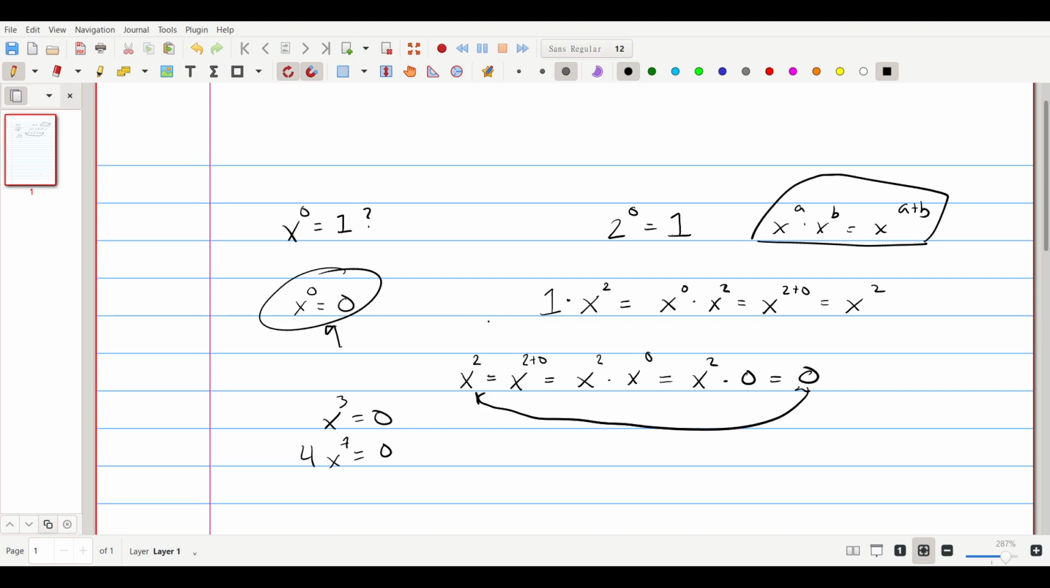So in case you wanted to know why x to the 0th power is 1 and not 0, it's because it's the only number that holds up this property, right? X squared is equal to x squared.